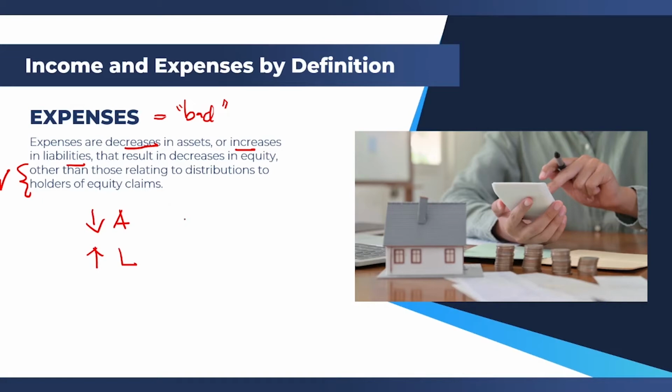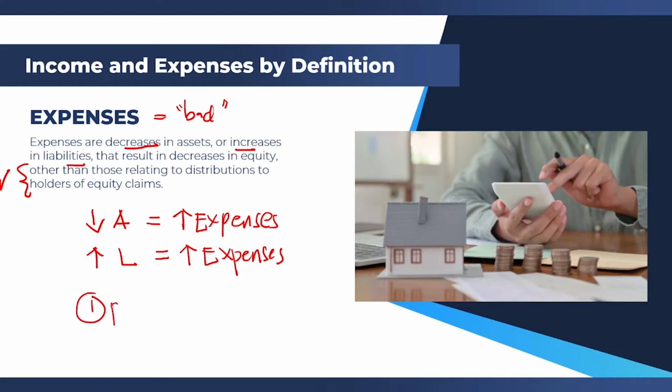The inverse relationship means that a decrease in asset means that expenses increased. And an increase in liability means that expenses increase as you increase your liability. Common examples of expenses are the payments to suppliers.